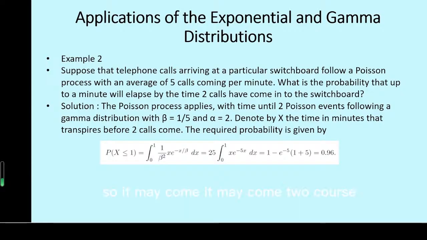So it may come 2 calls at the end of half a minute. This is also correct. We just want to know within 1 minute there are 2 calls come. So this is the probability of x less than 1 with a gamma distribution's density, then we take the integral from 0 to 1. The result is about 0.96. So it is highly probable that within 1 minute there come two calls.